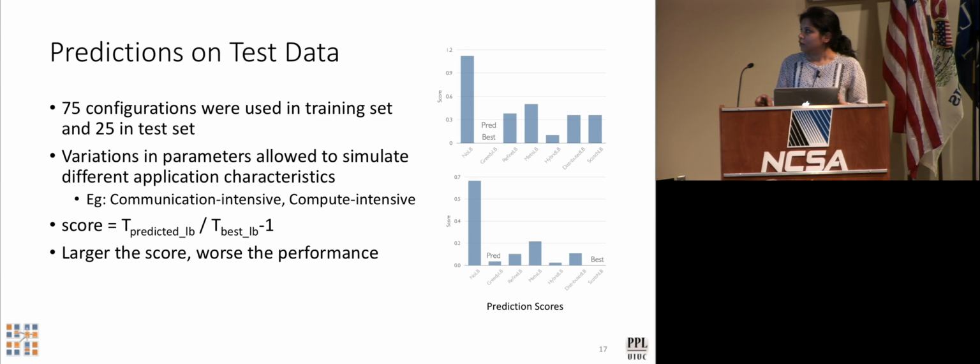And we found that in some cases it found the best load balancing strategy, greedy LB. In most cases for the test data set, it found the second best strategy. When I say second best, the score is basically the time that the predicted LB took divided by the time that the best LB took, minus 1. So if our predicted LB was the same as our best LB, the score would be 0. So the larger the score, the worse prediction accuracy that we received.